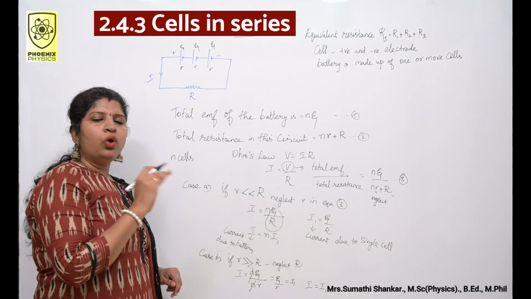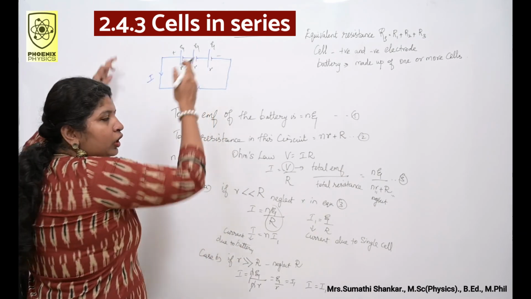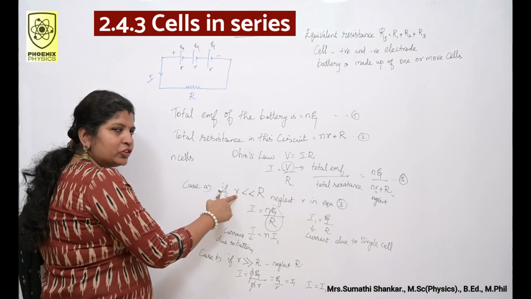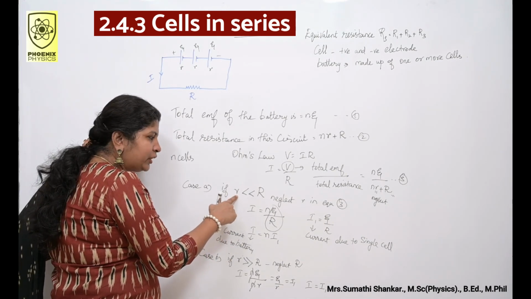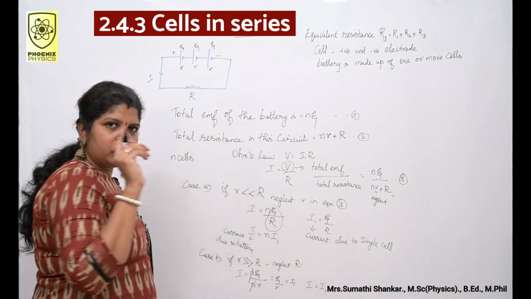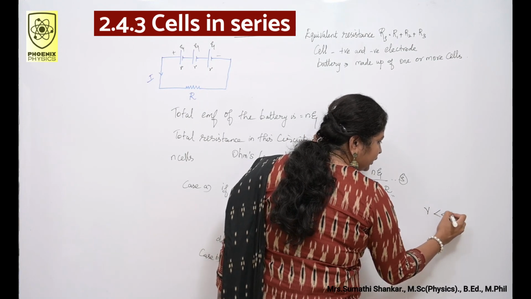Hence, no advantage in connecting several cells. It is advantageous when the internal resistance small r is negligibly smaller than the external resistance. If it is series connection, small r should be less than capital R.